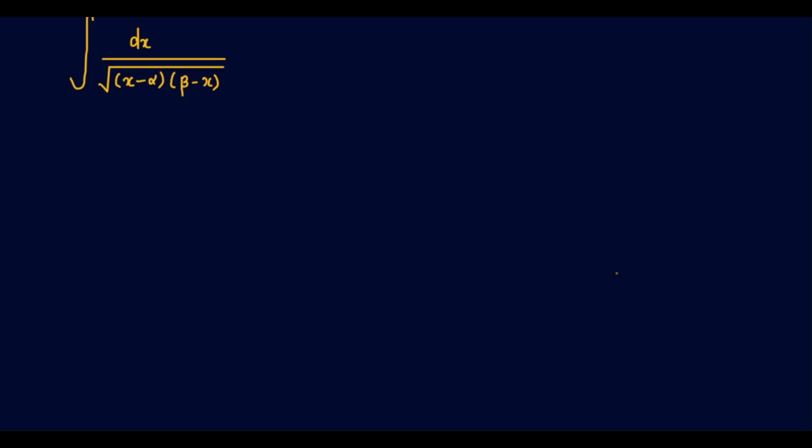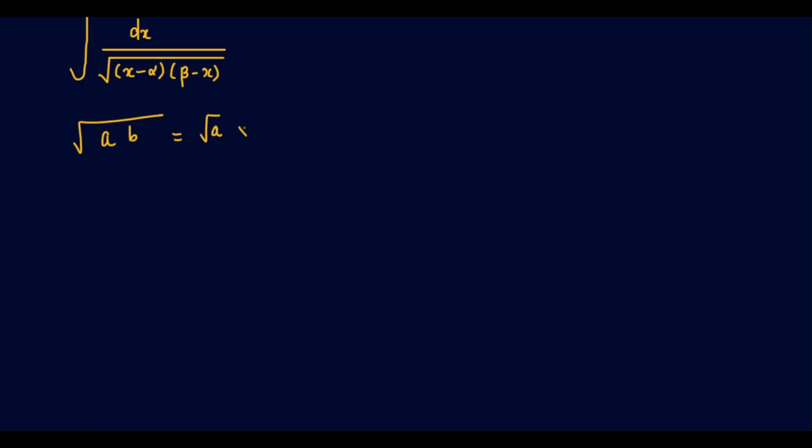Now let's move on to the second problem. The second problem is simple. Here it is given that we have to find the integration of root of (x minus alpha)(beta minus x). Okay, and it is given in the roots. So whenever we have values in this form, root of ab, we can write it as root of a times root of b. We will use this concept. So here we will write it as root of x minus alpha, and this one will be written as root of beta minus x, and here you will write dx.